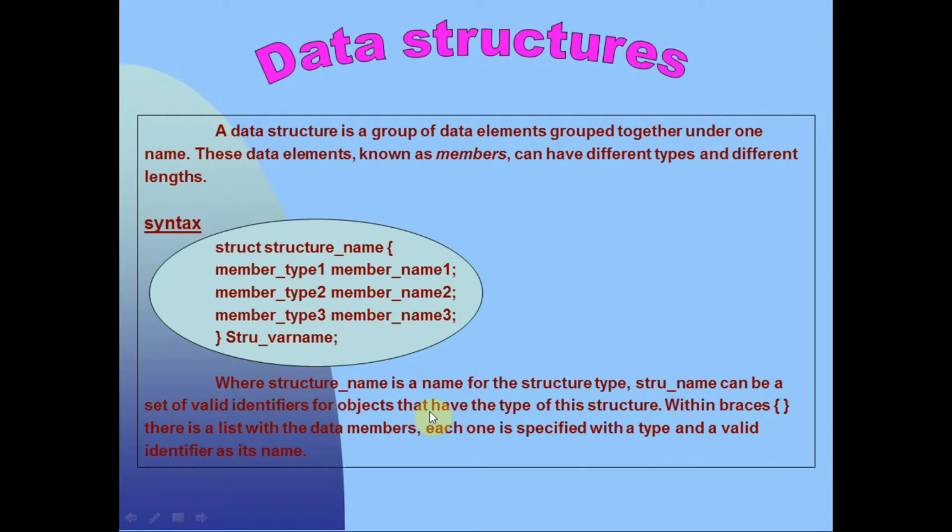Where structure name is a name for the structure type, and the structure variable name can be a set of valid identifiers for objects that have the type of the structure. In this variable we are calling the data members from the structure within the open and closing curly braces. There is a list with the data members. Each one is specified with a type and a valid identifier as its name.